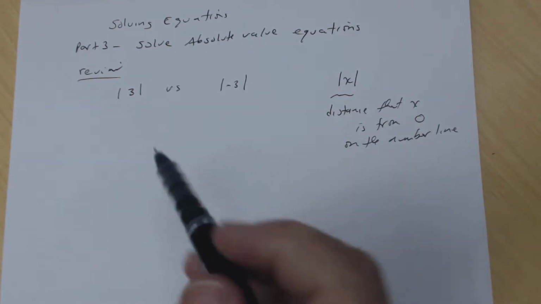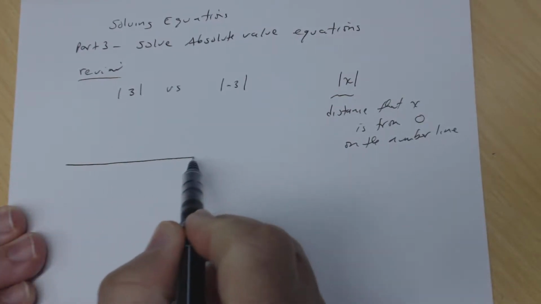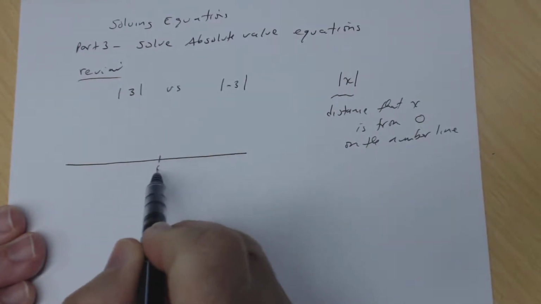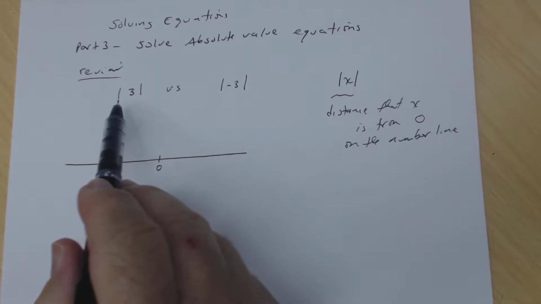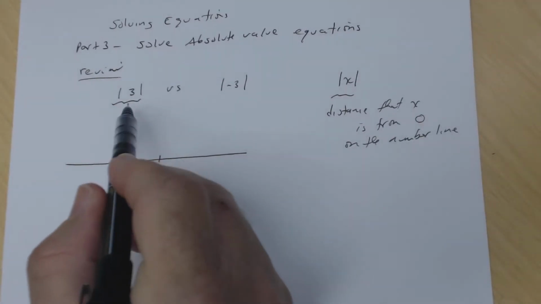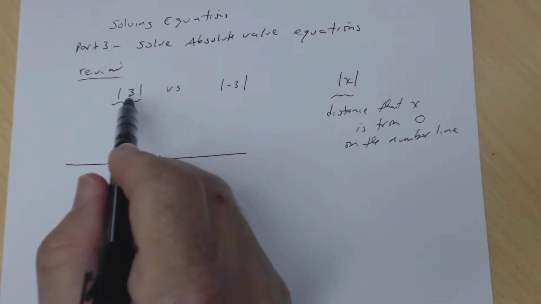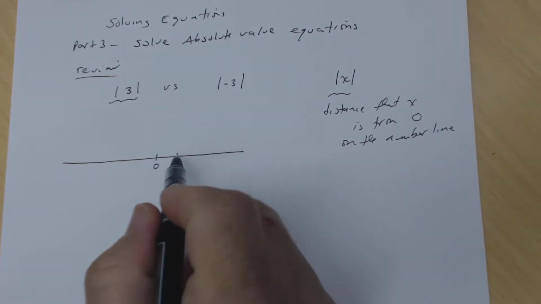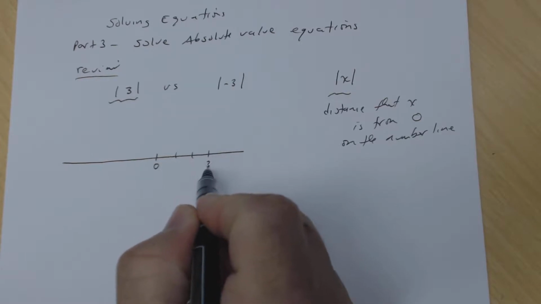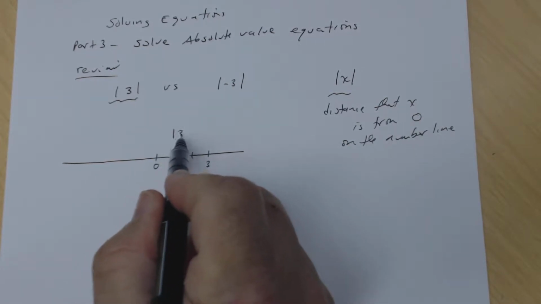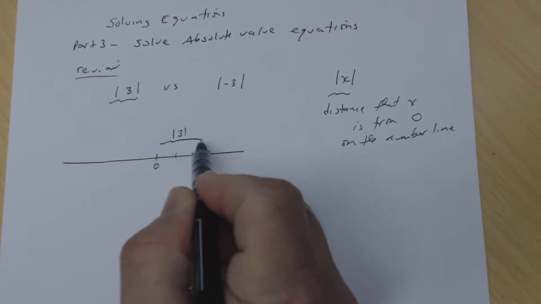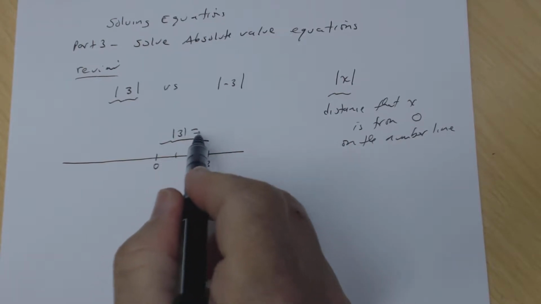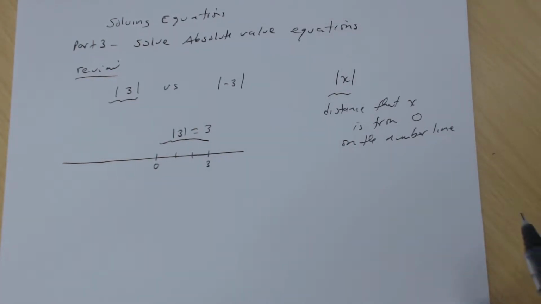So if we look at absolute value of 3 in terms of a number line, and let's say this is 0, absolute value of 3 indicates the distance from 0 that the number 3 is. So 3 is here, so the absolute value of 3 measures this distance here. So the absolute value of 3 is 3.